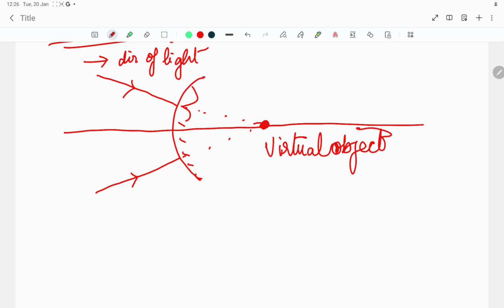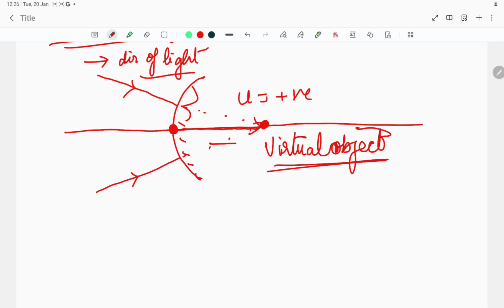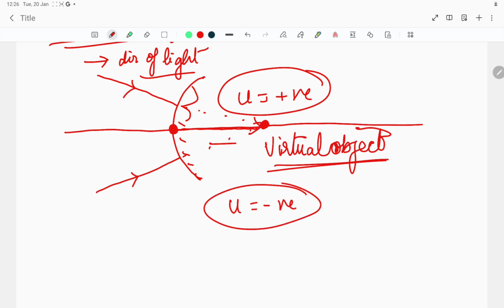So the object is behind the mirror. It is not present in reality, but it is behind the mirror. Now when you measure the distance, you go from the instrument towards the measuring point, and you can see the direction of light is the same, which means here u will be positive. So this concept you have to apply only for virtual objects. Whenever you have virtual objects, you will get u as positive, and when you have real objects, you have u as negative. This is the simple idea.